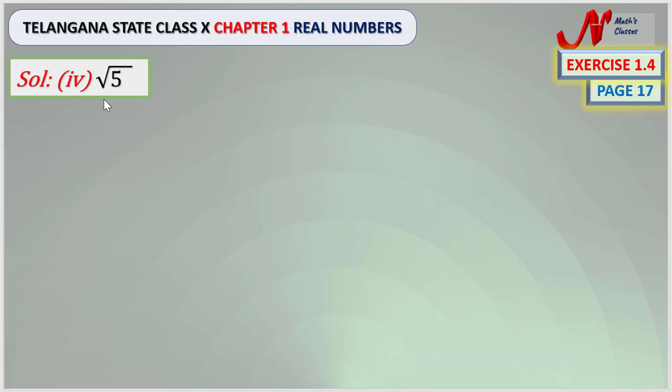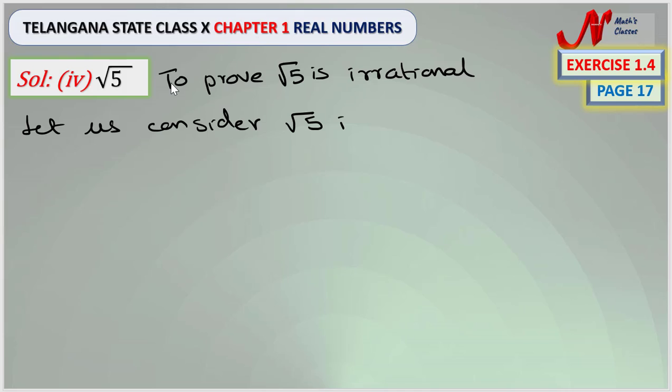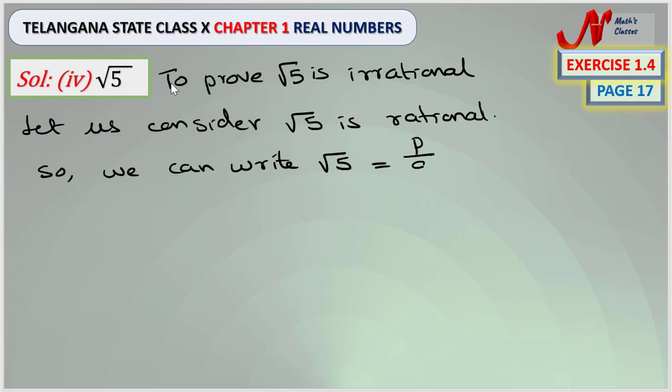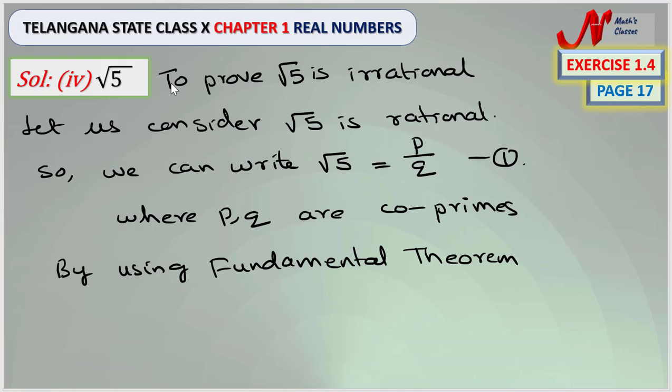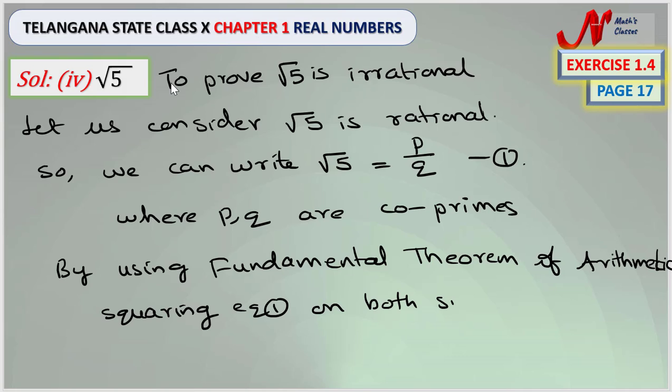Now we have to prove root 5 is irrational. To prove root 5 is irrational, let us consider root 5 is rational. So we can write root 5 is equal to P by Q. We'll write this as equation 1, where P, Q are co-primes. We already know that co-primes means P, Q do not have any common factors other than 1. So by using the fundamental theorem of arithmetic, squaring equation 1 on both sides.